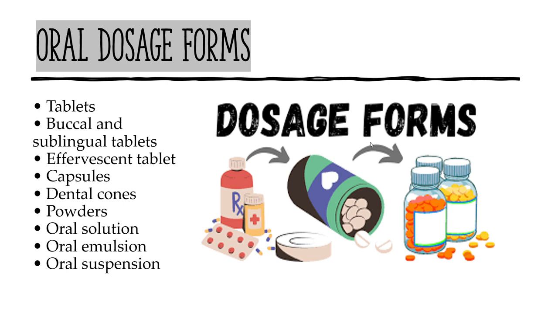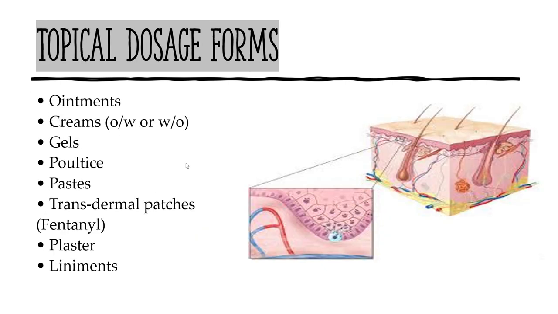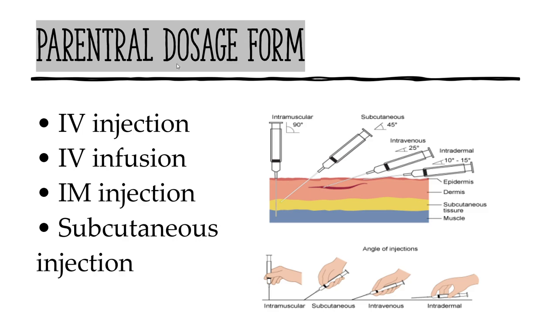Let's discuss one by one. In oral dosage forms there are tablets. These could be buccal or sublingual tablets, effervescent tablets, capsules, dental cones, powders, solutions, emulsions, suspensions. All these are used for oral intake. Then there are topical dosage forms, including ointments, creams, gels, poultice, paste, transdermal patches, plaster and liniments. If we talk about the parenteral dosage form, there are different routes of administration like intravenous injections, intravenous infusions, intramuscular injections and subcutaneous injections, and their angle of administration also varies.